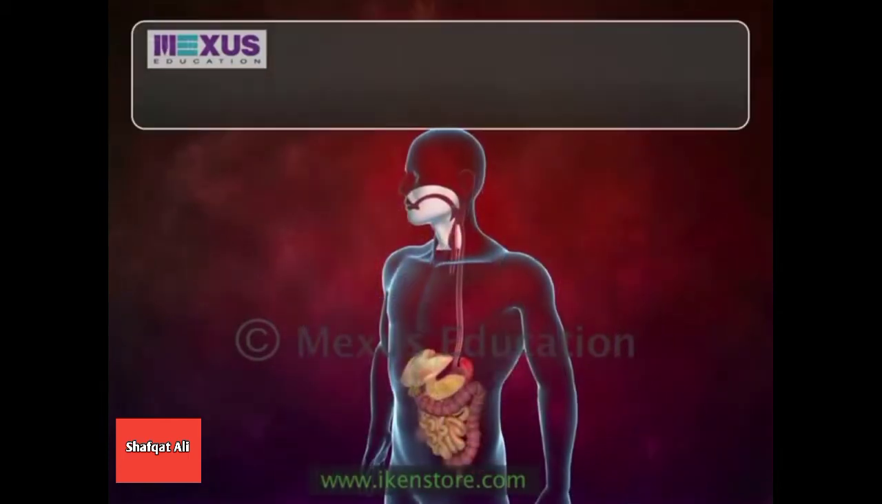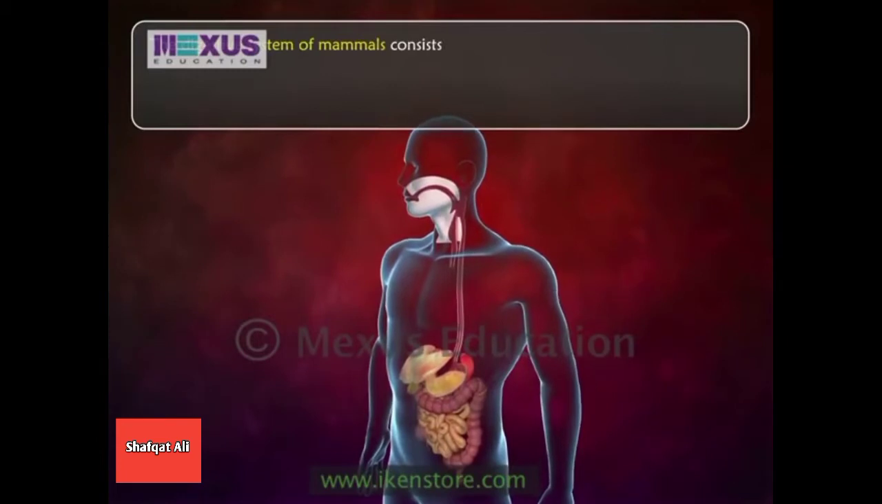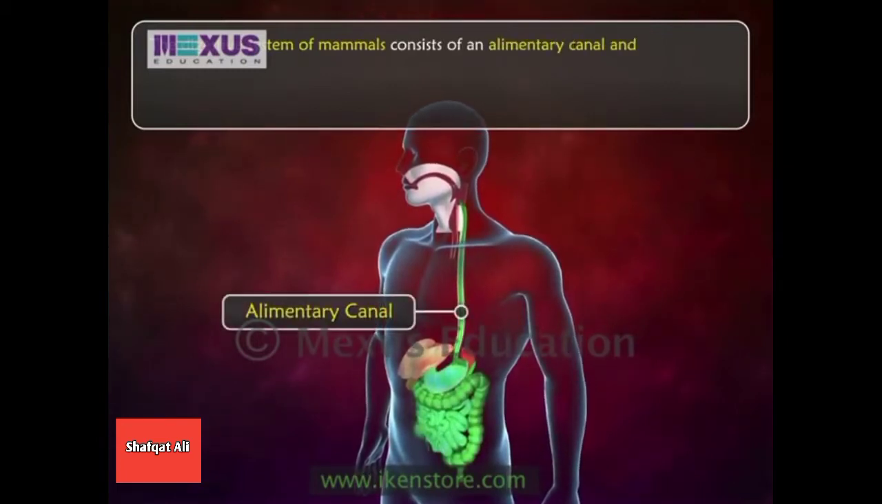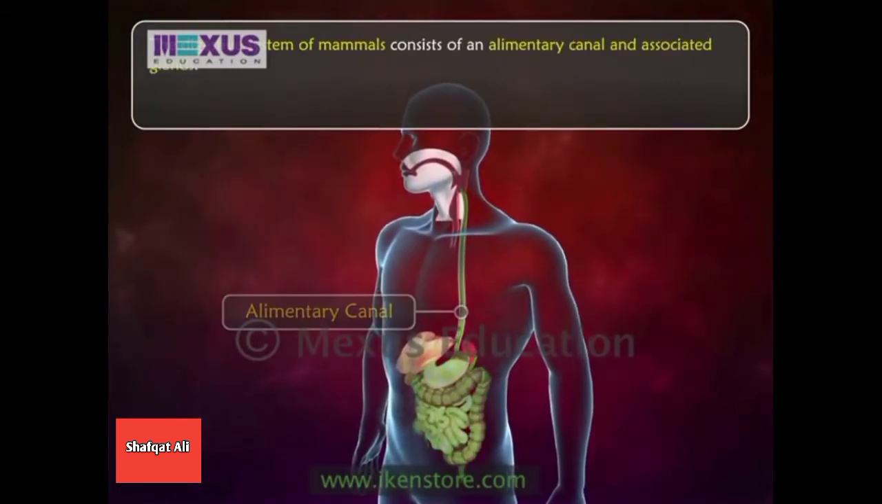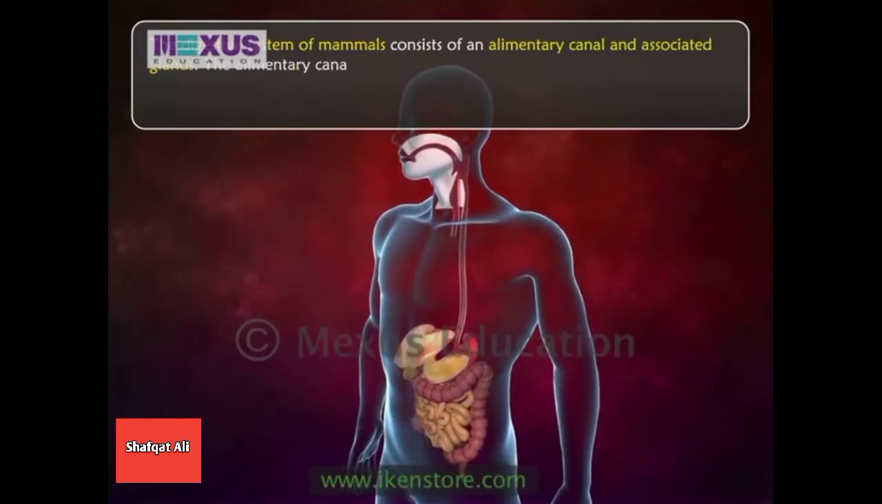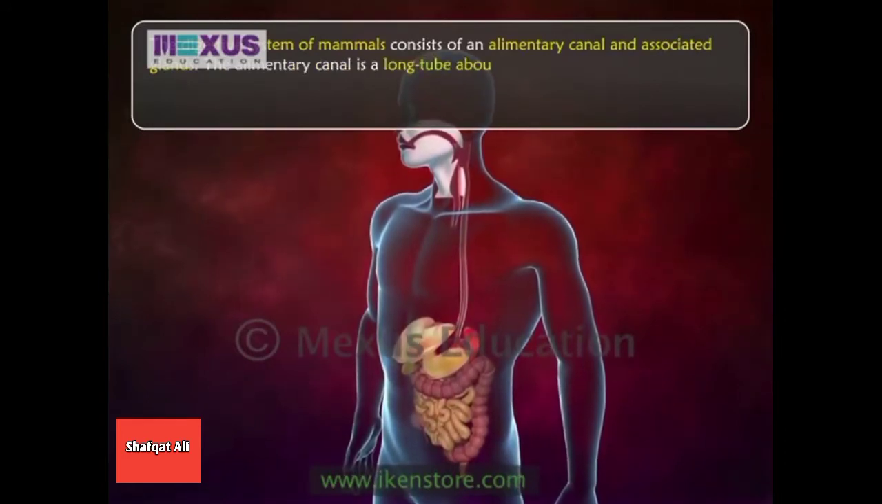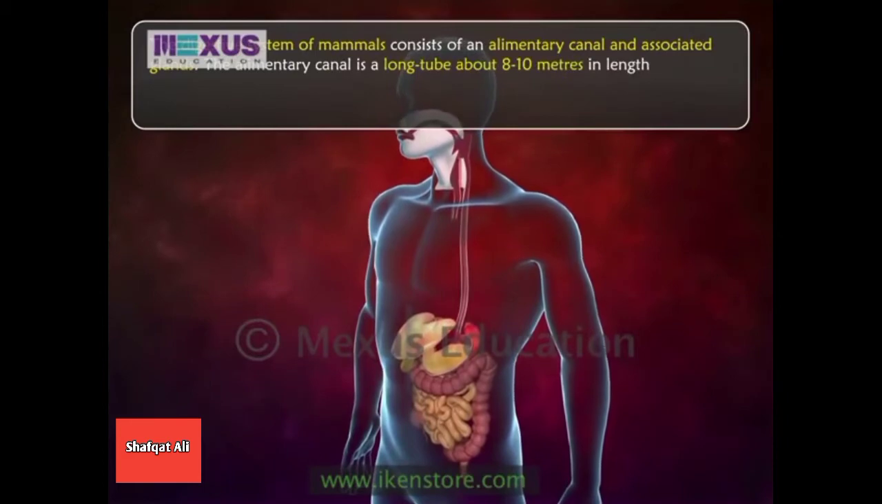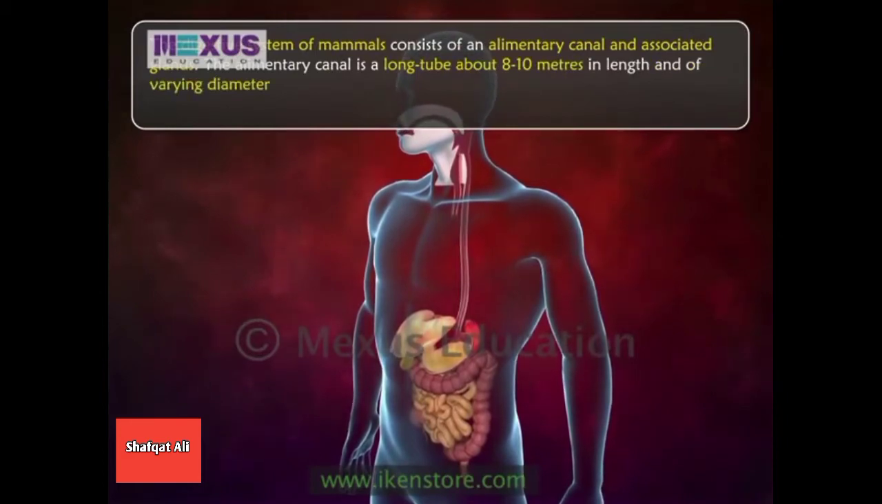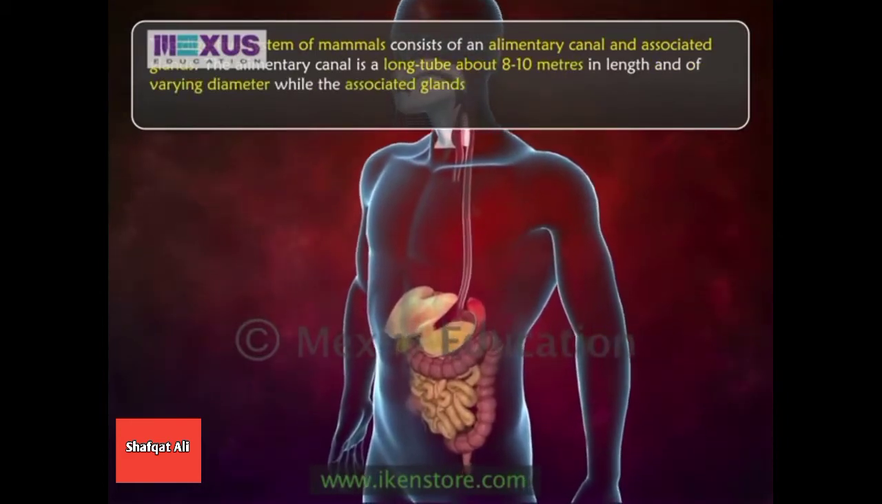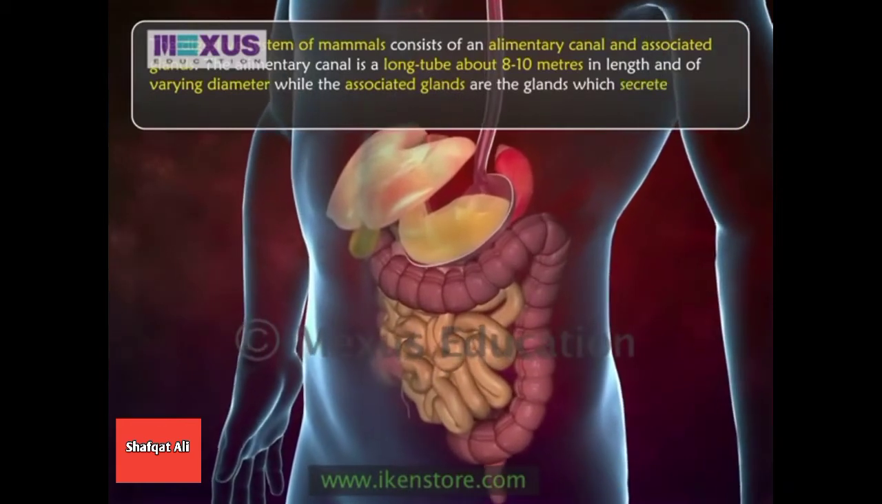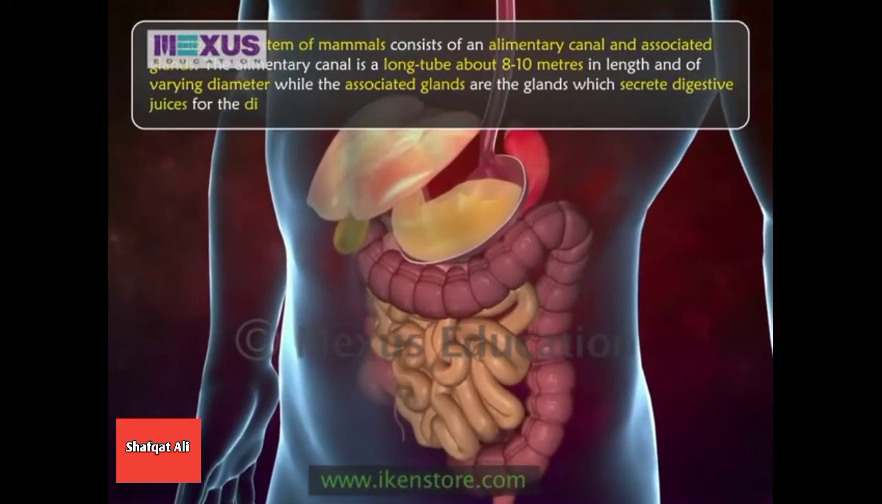The digestive system of mammals consists of an alimentary canal and associated glands. The alimentary canal is a long tube about 8 to 10 meters in length and of varying diameter, while the associated glands are the glands that secrete digestive juices for the digestion of food.